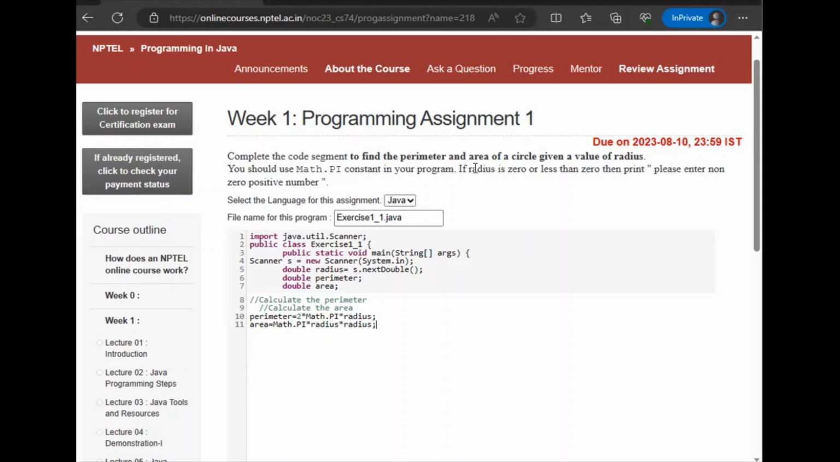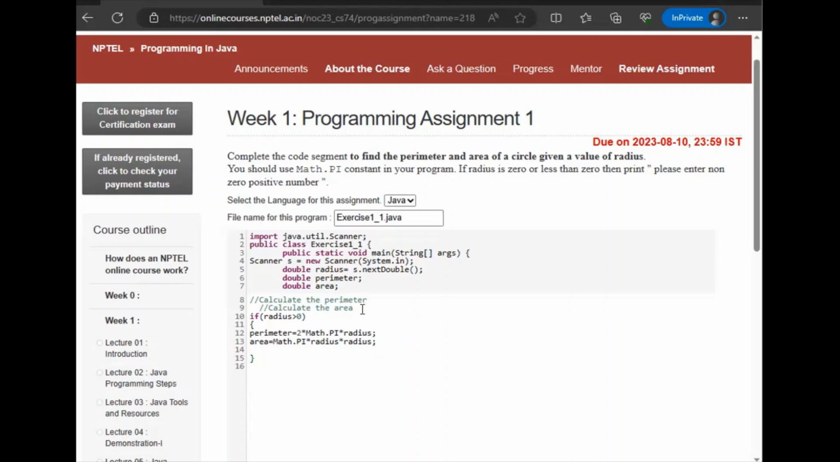But please remember, he has given a condition. What is the condition? Radius is 0 or less. Please don't find it. And you should get what? Please enter non-zero positive number. So this is the error I need to get. Means this is the output I should get if my radius is not greater than 0. So I should perform this operation only if my radius is greater than 0. That is what the code he has written. So he told me that if your radius is greater than 0, perform the perimeter and so on.